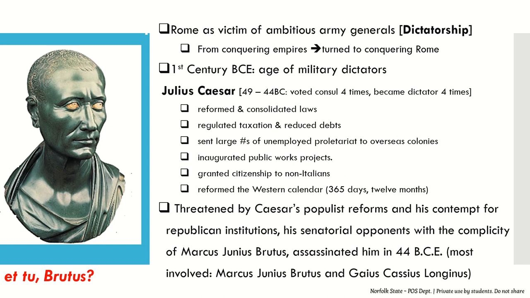So it's not like I decide to take over government. So Julius Caesar is one of the most, I think, storied leaders, voted consul four times, became dictator four times. And so usually you'd be asked if you can become dictator for 6 months, which is a little unusual. And so he did quite a number of things, consolidating laws, regulating taxation and reducing debts. A lot of these empires kind of overstretched themselves. He built lots of public works, including, for example, a road that is still traveled on today called the Via Appia Way.